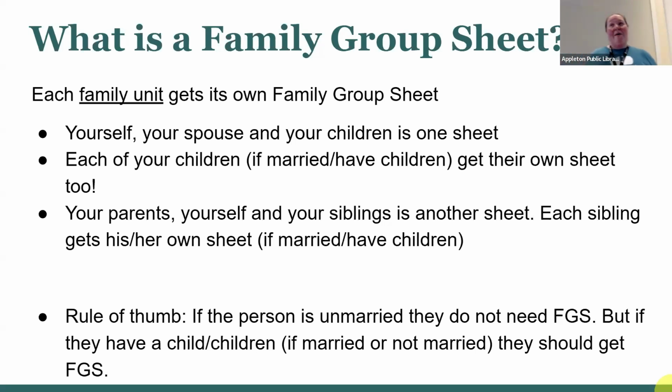So the rule of thumb that I usually use is if the person is unmarried, they don't need a family group sheet because they're going to be featured on the one with their parents. But if they have a child or children, whether or not they're married, I give them their own family group sheet so that I can document those additional children.